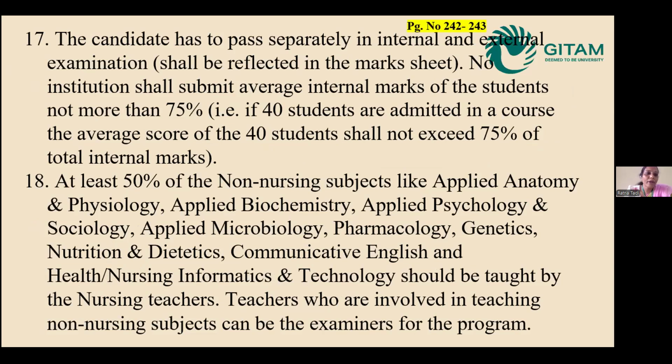Now point number 17. This we are also very well aware of. We know that if a batch has 40 students, when we take the average score of the internal marks of the 40 students, it should not exceed 75%. That remains the same here also. Whatever criteria the INC has given, on the basis of that we will calculate the internal marks, then do a total of all the students' marks, then take the average and see that it should not exceed 75%. That is again important.